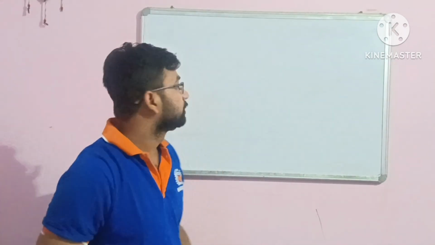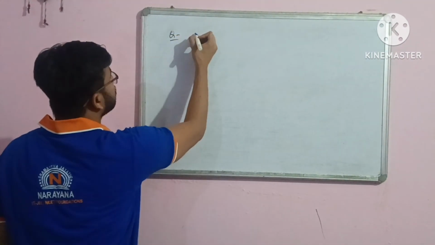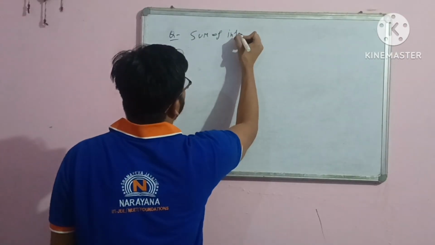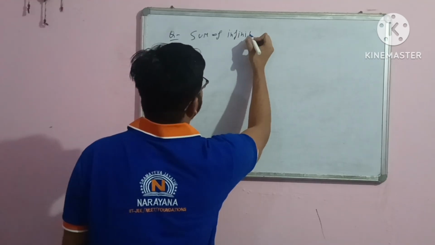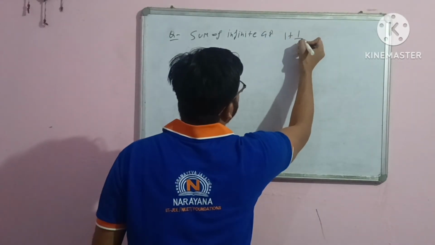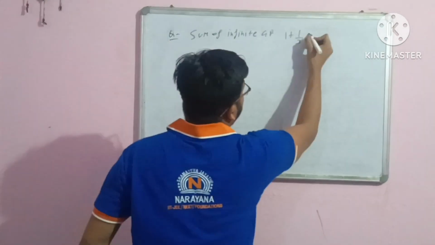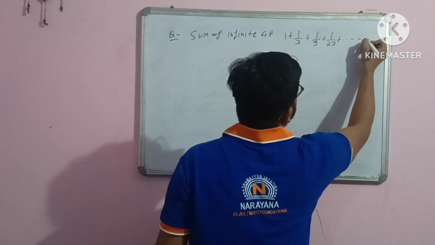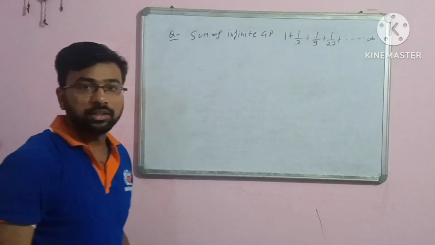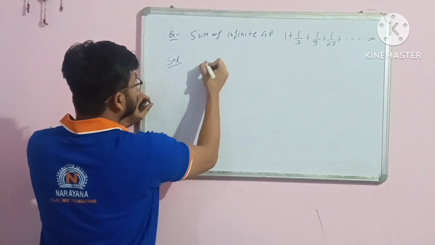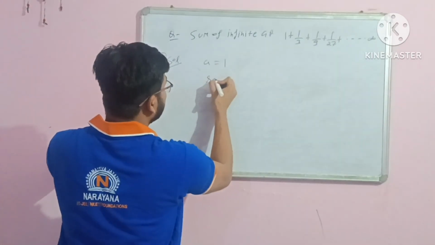Now, in the next question, we have to find the sum of an infinite GP: 1 plus 1 by 3 plus 1 by 9 plus 1 by 27 plus, and so on to infinity. So here we have to calculate the sum of an infinite GP. Here A is 1 and R is 1 by 3.